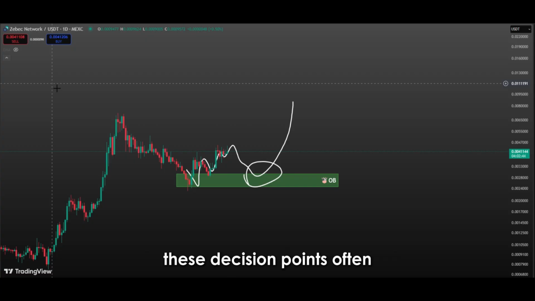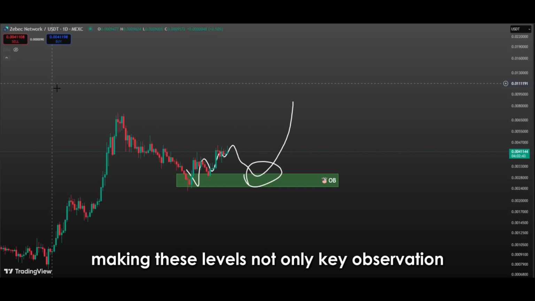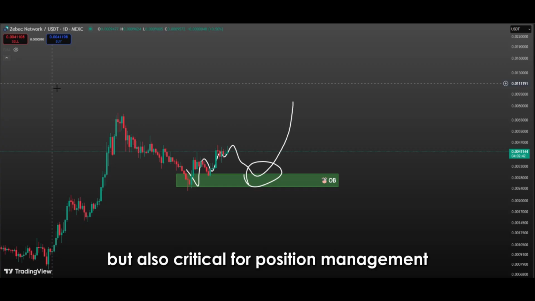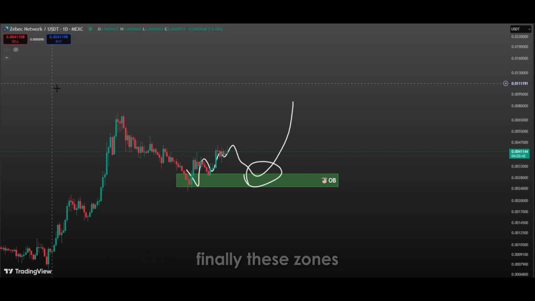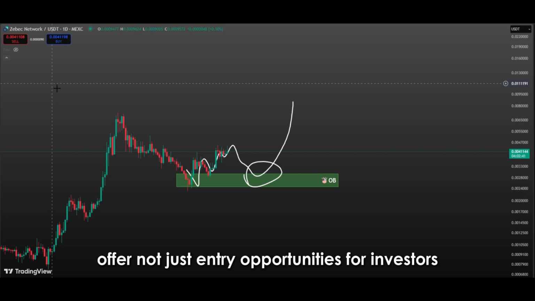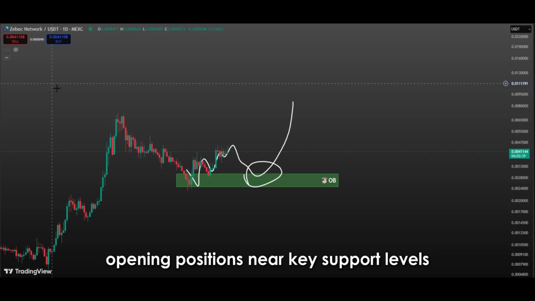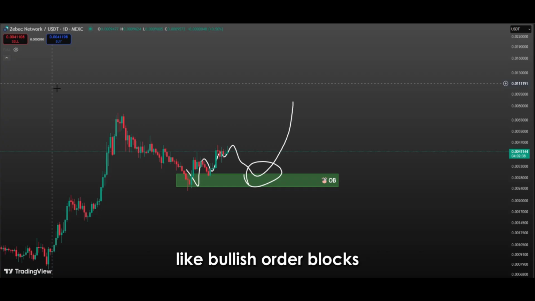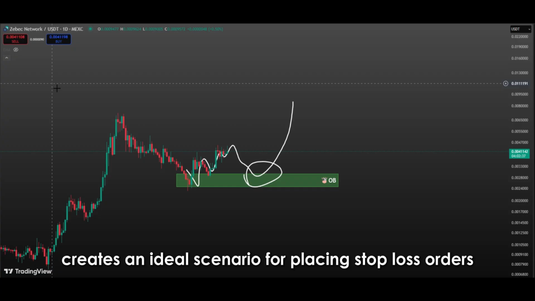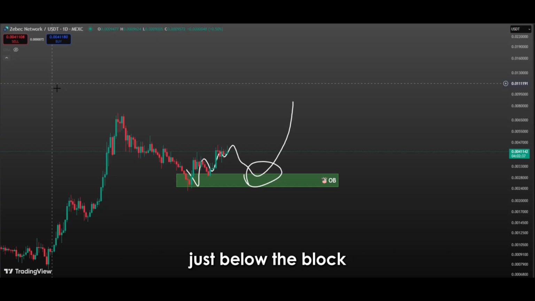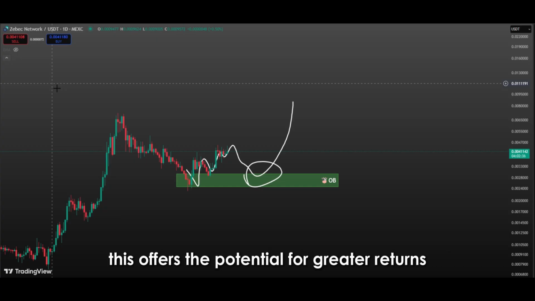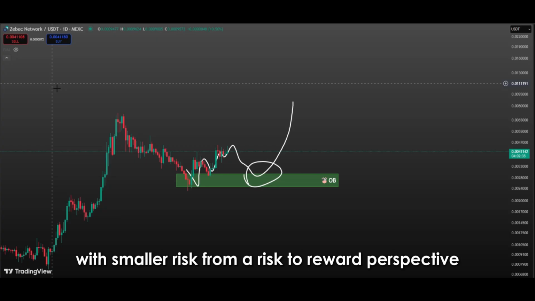These decision points often result in major directional moves, making these levels not only key observation points, but also critical for position management. Finally, these zones offer not just entry opportunities for investors, but also advantages in risk management. Opening positions near key support levels like bullish order blocks creates an ideal scenario for placing stop-loss orders just below the block. This offers the potential for greater returns with smaller risk.